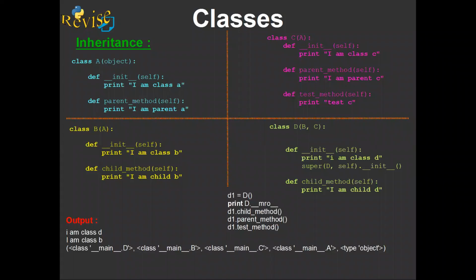So when we call the parent method, it will search in B first. It doesn't find it, then it will search in C. So first child D and then the parent C. So it searches in class C. So we get parent C, and then again we call the test method, which is from its parent C. So this is how the whole inheritance works in Python.